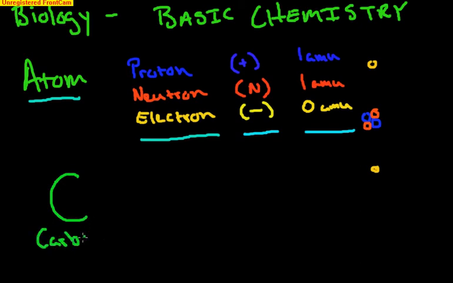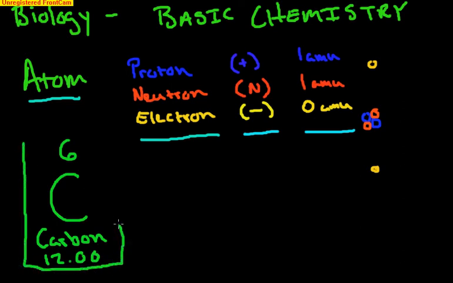You're going to see a number above that, or typically above or to the side, and that's a 6 for carbon. And then you may see a number under here, and I'm just going to round that to 12. And of course, they're all in their lovely boxes.